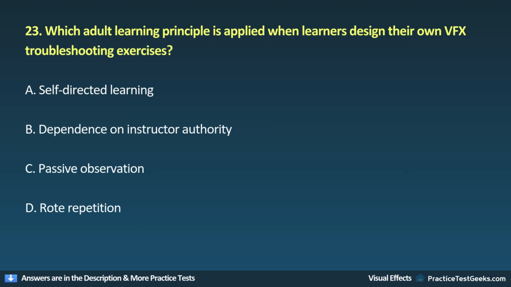23. Which adult learning principle is applied when learners design their own VFX troubleshooting exercises? A. Self-directed learning. B. Dependence on instructor authority. C. Passive observation. D. Rote repetition.